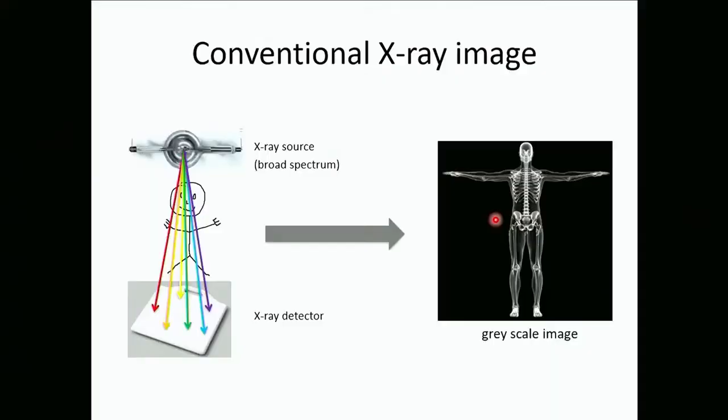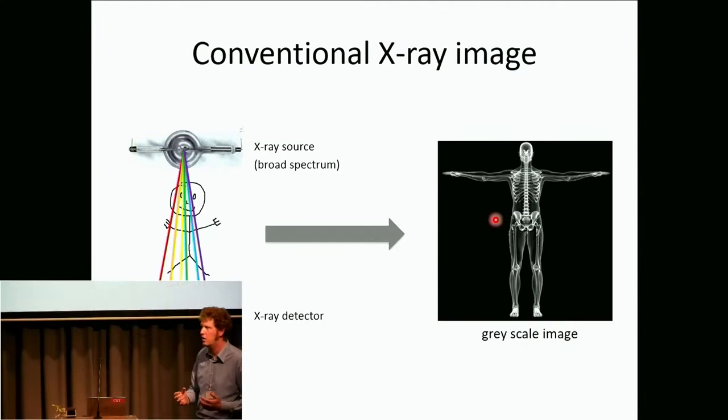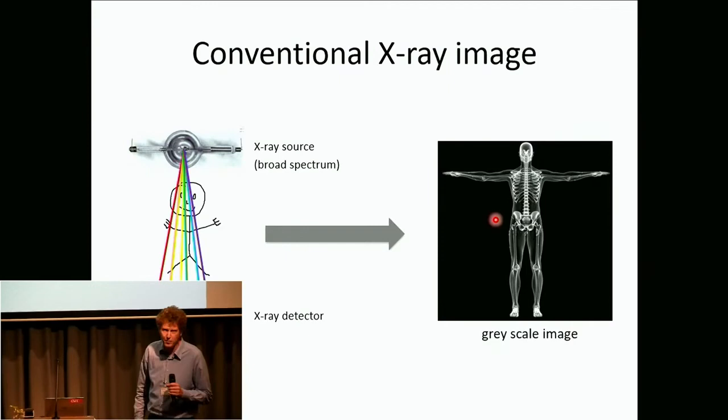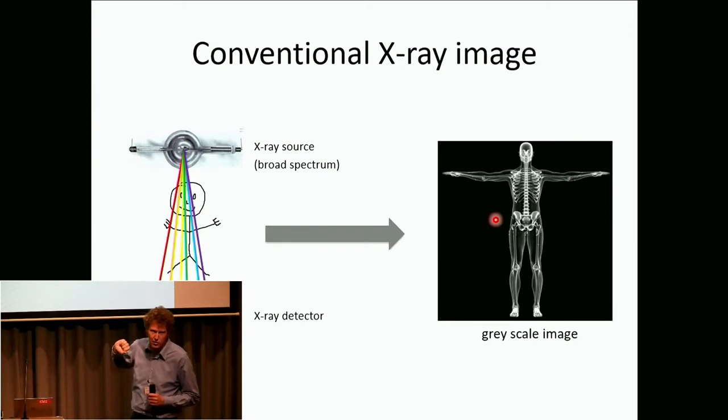So if you look at a conventional X-ray image, on the left, these detectors don't care much about the individual photons. So the result is an image in grayscale values. So some information gets lost.